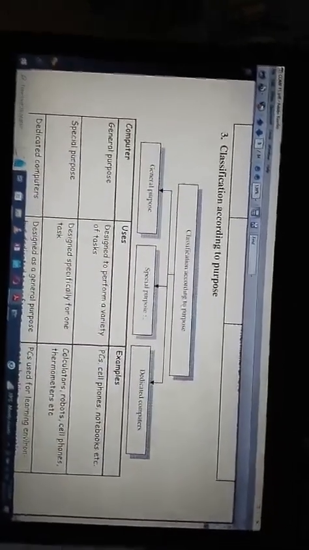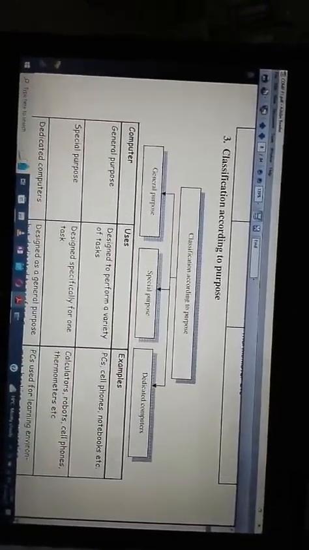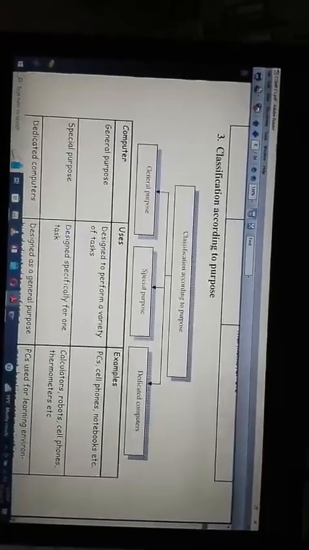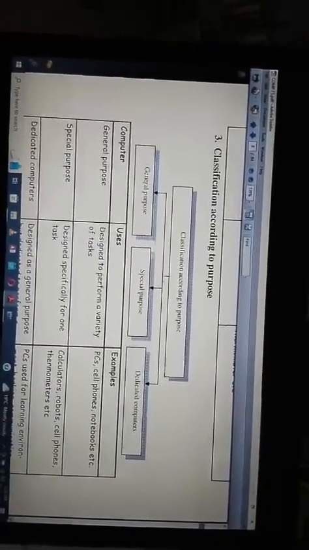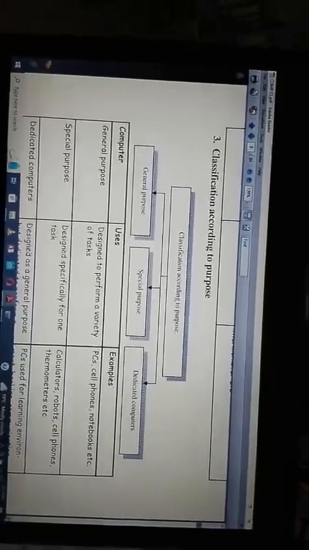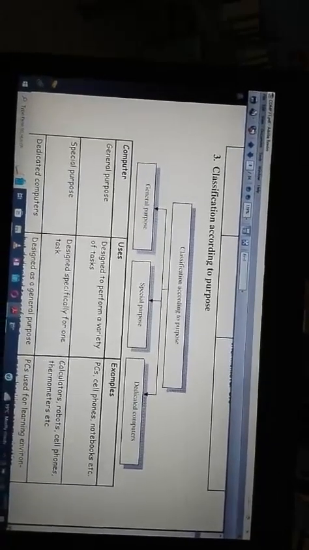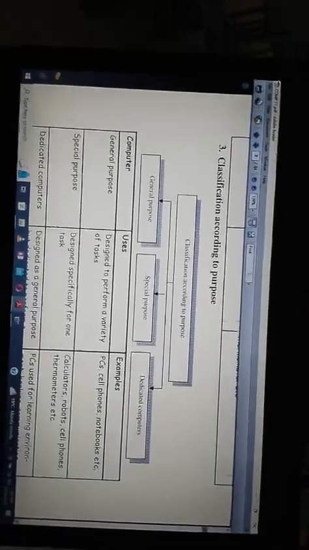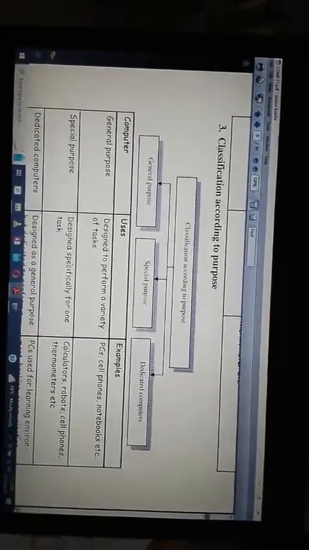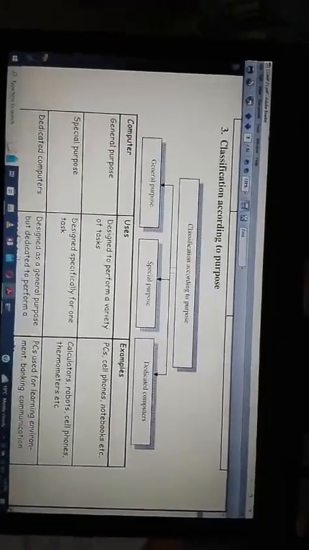The last one, if you remember the first one, we started classification according to physical size. Then we went to according to functionality, and then we are in the last one, which is classification according to purpose. My dear viewer, those are the three classifications of computer. One, classification according to physical size, classification according to functionality, and the third one, classification according to purpose. Allow me to discuss classification according to purpose. They're just three.